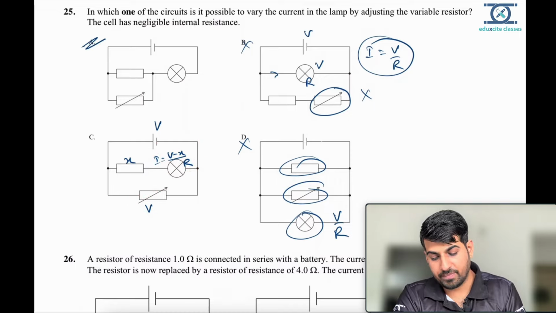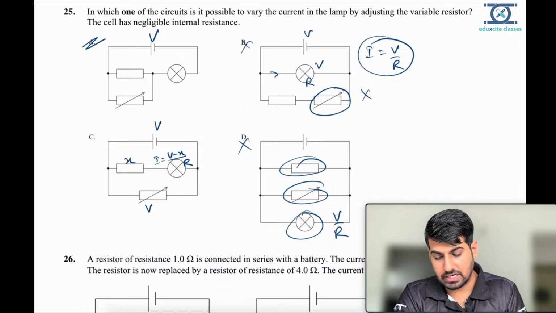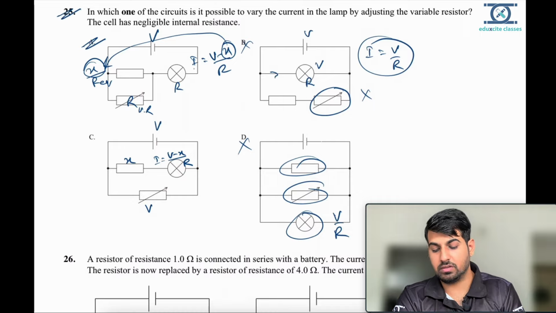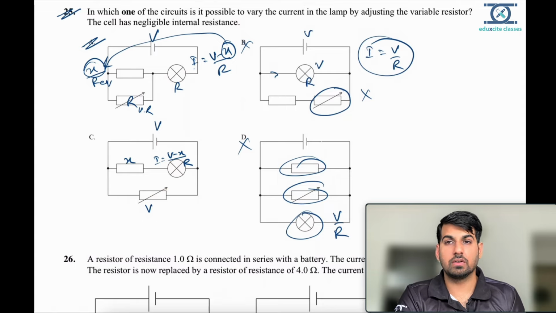Now how option A? Again, if this is V, the distribution of voltage will take place. Here the voltage, let us say, is X. Now this X will depend upon the R equivalent, and R equivalent has this R, the variable resistor, also. So here the current will be (V minus X) upon R. Now this X depends on R equivalent, so if X changes, this current changes. So option A is the right answer. I hope you got this. If you have any doubt, you can just comment below.